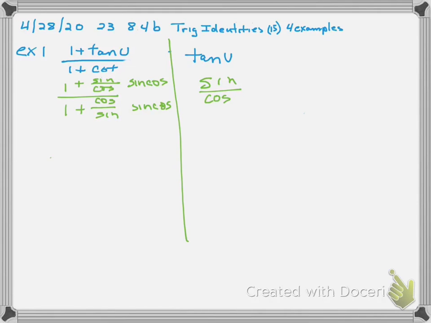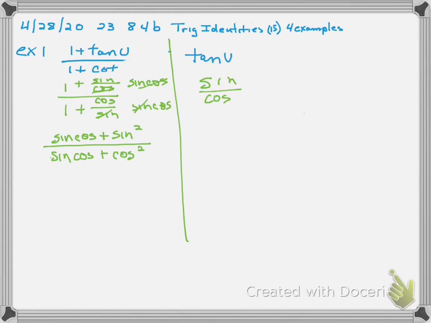All right, so on the top, I end up with sine cosine times 1 is sine cosine, plus sine cosine times sine over cosine. The cosines cancel. I get sine squared. Then on the bottom, I get sine cosine, plus the sines cancel, I get cosine squared. All right, so I'm getting closer. Now I need to reduce this fraction.